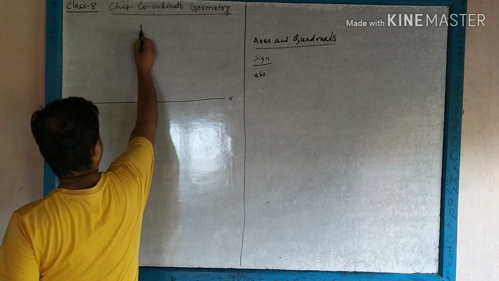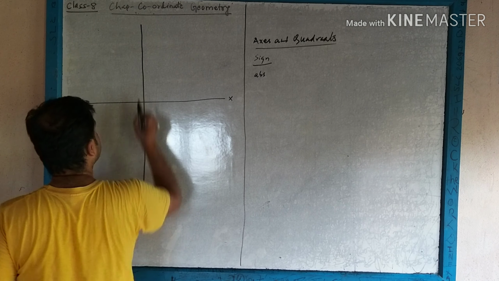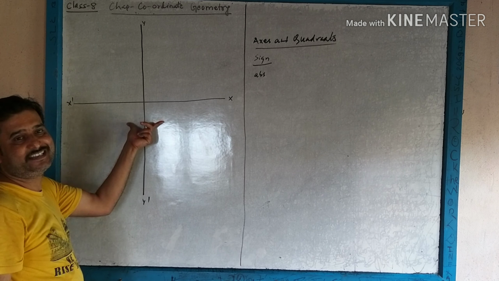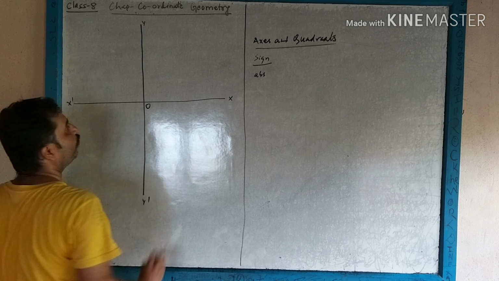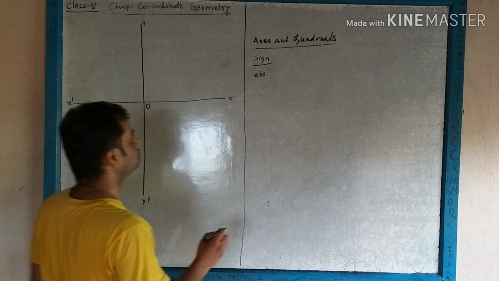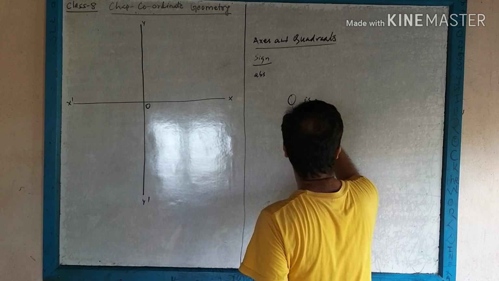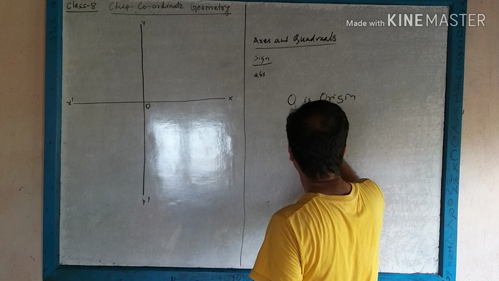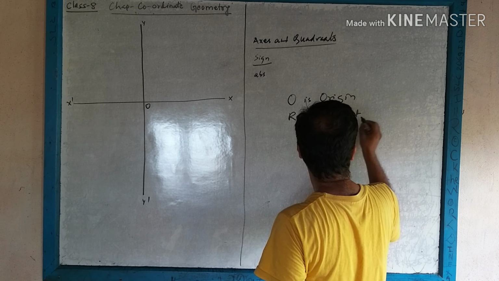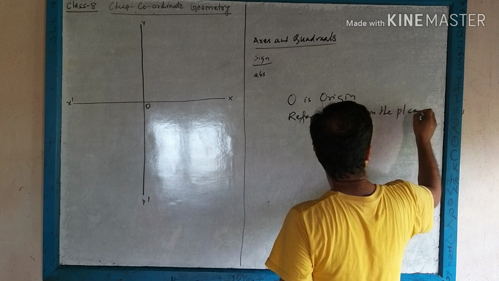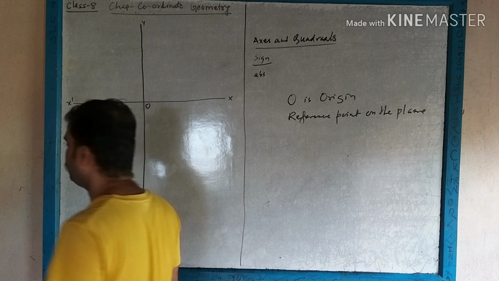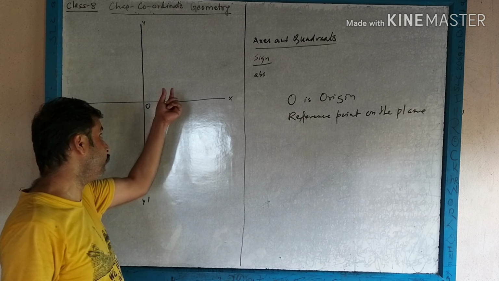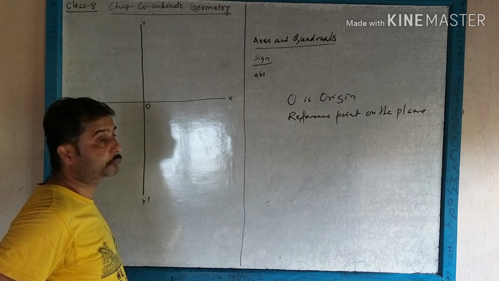And I am drawing another vertical line, y dash y. They intersect each other at point O, called origin. Here O is origin, the reference point on the plane. So origin is the reference point on the plane from where we start counting. It is a base where the points are located on the plane.